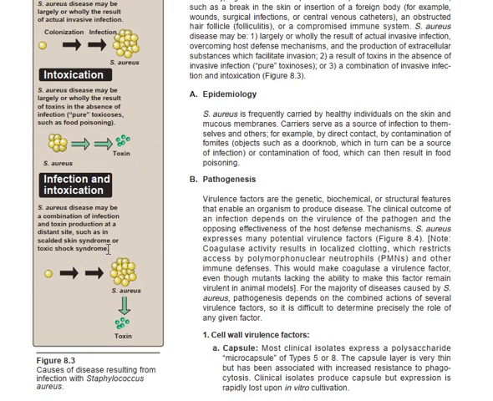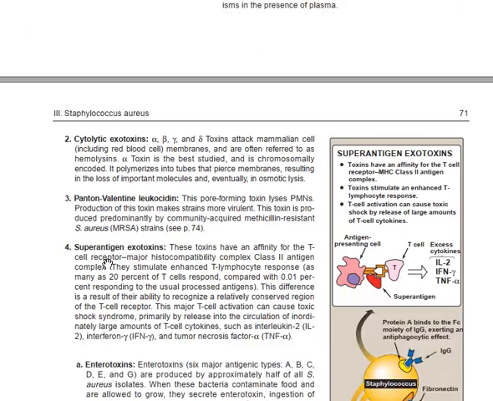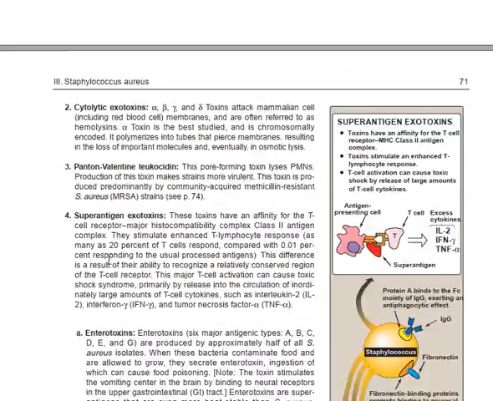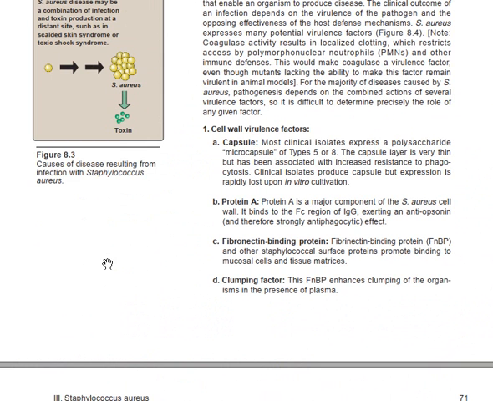After visualizing how Staphylococcus aureus can cause disease, we need to know certain virulence factors of Staphylococcus aureus. Virulence factors are the different characteristics of a particular microorganism that allow it to cause a disease. So the virulence factors of Staphylococcus aureus: number 1, it contains a capsule, which is a type 5 or a type 8 capsule. That's the first thing to know. Number 2, it contains protein A, and protein A is a major component of the Staphylococcus aureus cell wall. Is it clear?